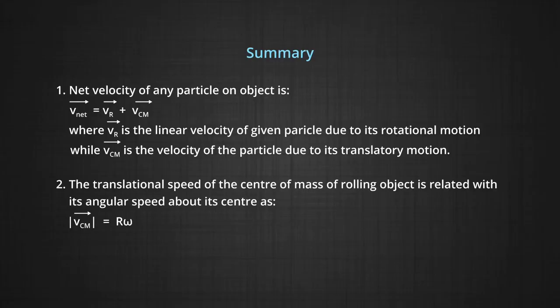Secondly, for rolling motion without slipping, also called pure rolling, the translation motion of the center of mass of the rolling body will be related with the angular speed about its center of mass, that is V_cm equals r omega, where V_cm is the velocity of translation, that is the velocity of the center of mass, r is the radius and omega is the angular speed about the center of mass of the body. The point of contact will be at rest and there will be no relative motion between the body and the surface in contact.